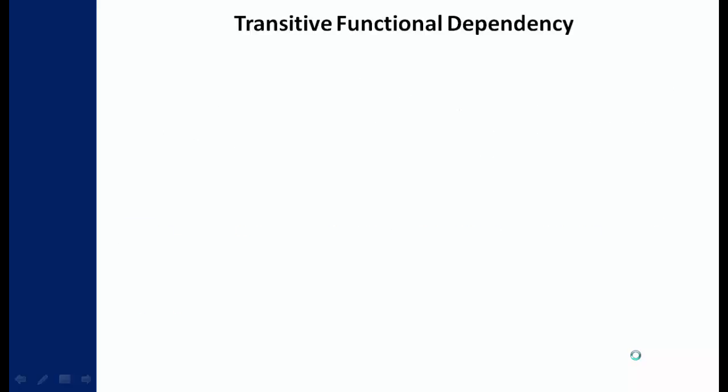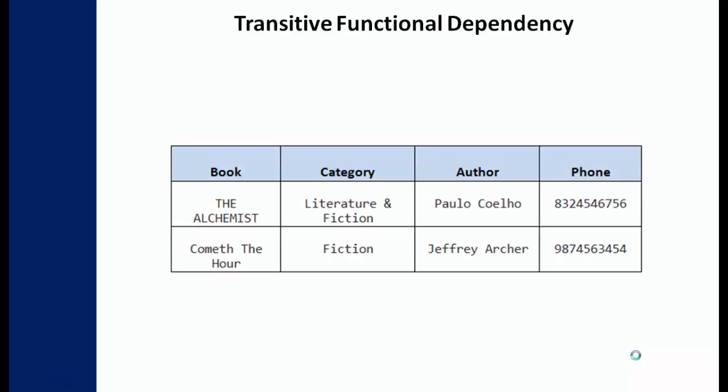Let's talk about transitive functional dependency. Consider this table. We are treating book as a primary key and the rest of the columns would be known as non-key columns. Let's say if we change book, category and author would be changed, and once author is changed, phone number would automatically change, which is a fine behavior.